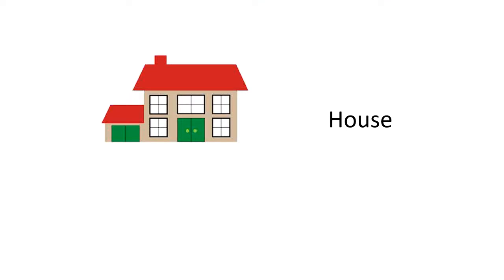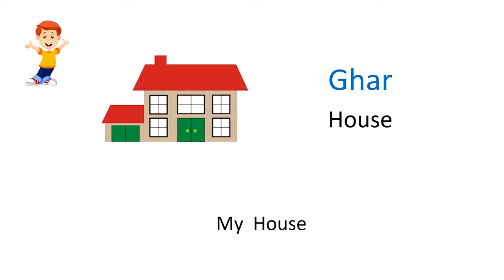Let us first learn the place where we live. The place where we live is called house. House in Hindi is ghar. Ghar. The boy image shows here that the word ghar is masculine. So, my will be mera and my house will be mera ghar. It's not gar, it is ghar. You can see the ha sound coming after ga. That is ghar. Mera ghar.